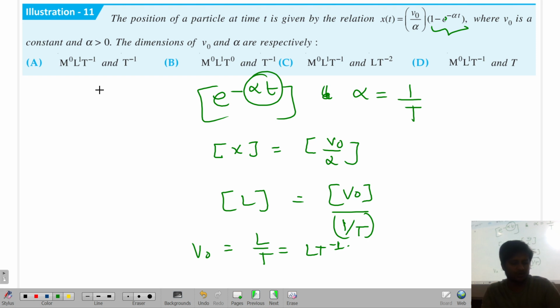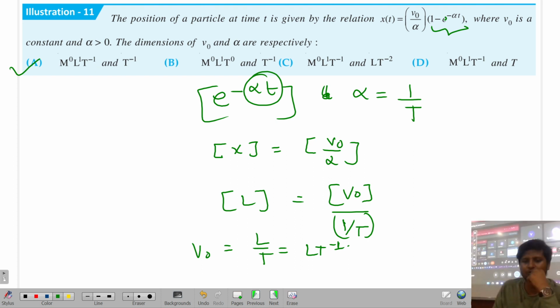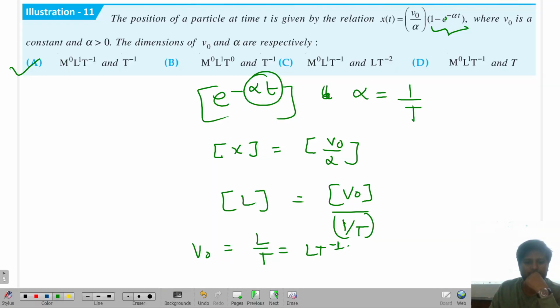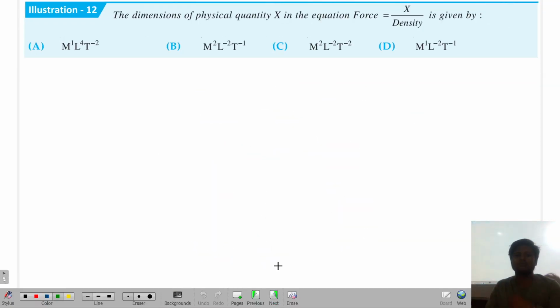M0 L to the power of, wait, let me just check. Option A is correct, yeah. Everyone over here, okay? Yes, sir. Move to the next question. Force into density. Easy?